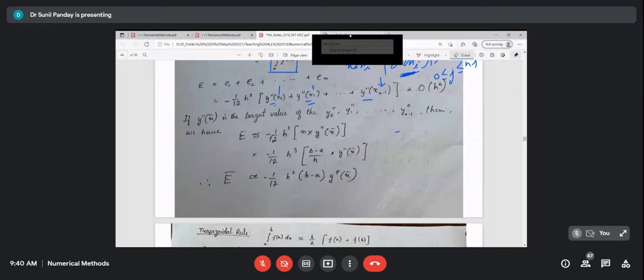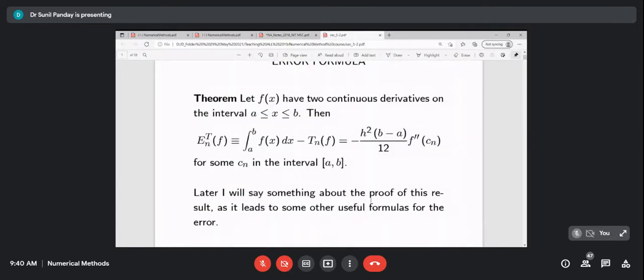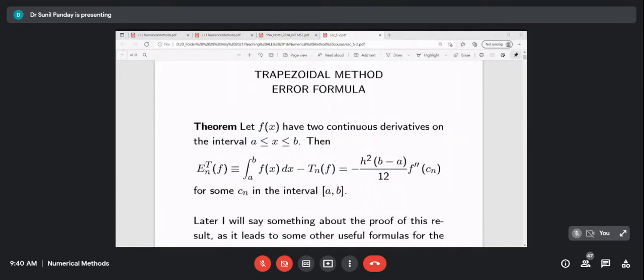Now we will discuss some problems. This theorem we have already proved. I think this one is also visible to you. If f(x) has two continuous derivatives on the interval a to b, then the generalized trapezoidal formula has error h square upon 12 times b minus a times f double dash of cn. Here it is cn; we have taken x bar.